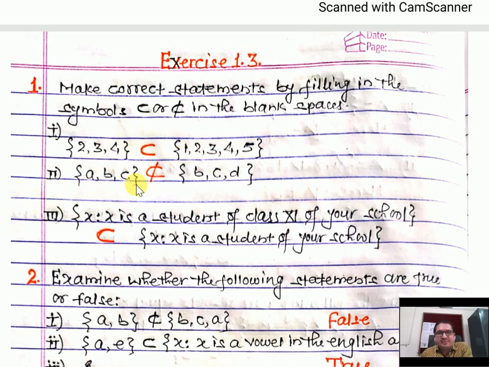Now here {A, B, C}. And second one is what? {B, C, D}. B, C common, but A is not common. Okay, A is not given in the second one. So this is not a subset of this.